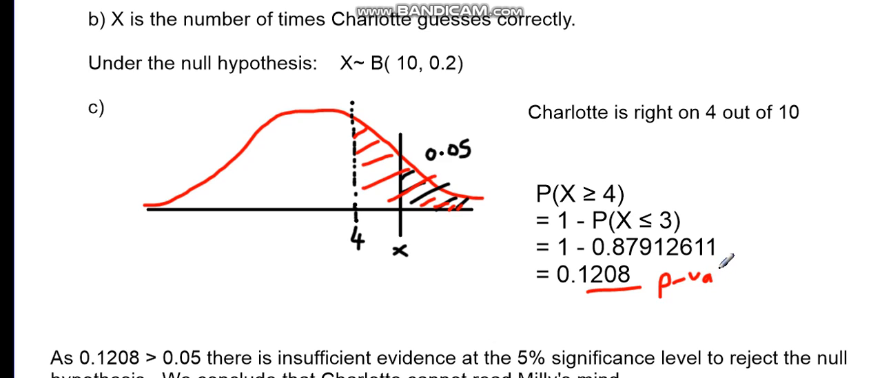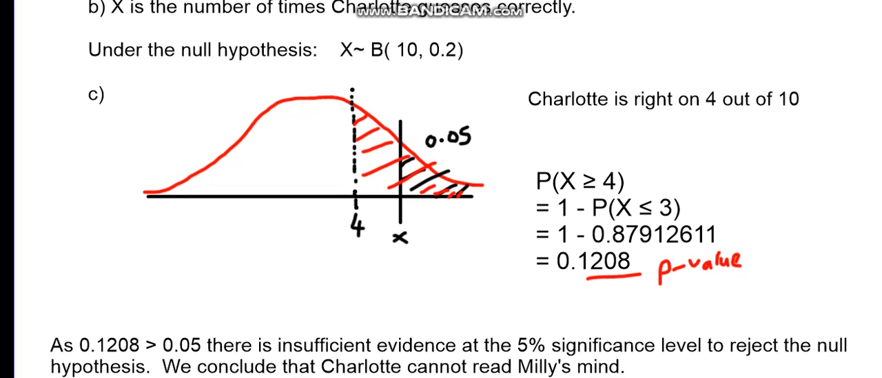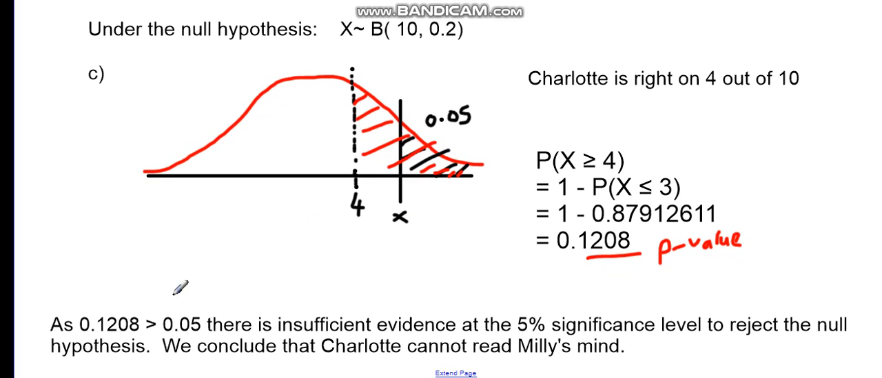We're going to compare that p-value with our significance. So 0.1208 is greater than 0.05. Our p-value is greater than our significance. There is insufficient evidence at the 5% significance level to reject the null hypothesis.